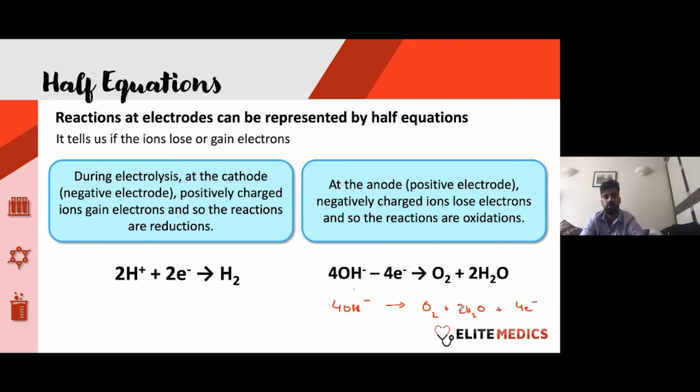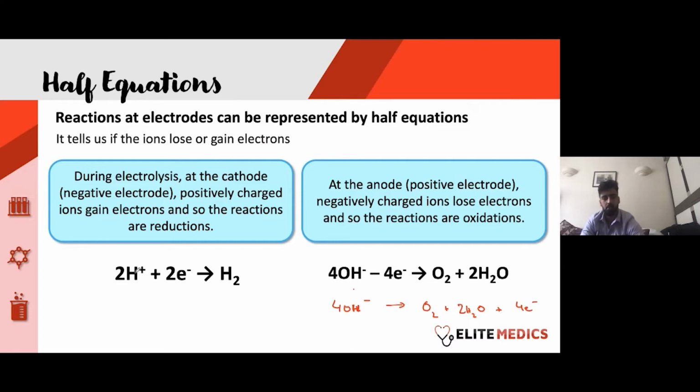Okay, now I'm just going to show you something. I think this should work, but if you add up the 2 half equations, you should get the overall equation again. So for example, if I take this and this, how am I going to add them together? Well, what you need to do is make sure the number of electrons are the same. Here there's 2 and here there's 4. So I can double this to make 4.